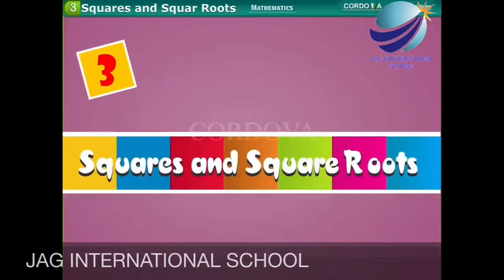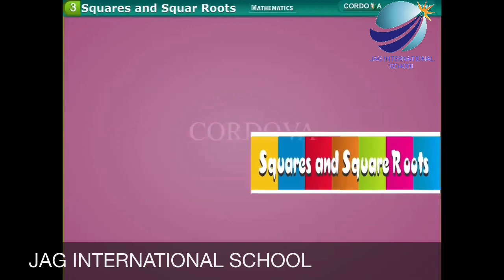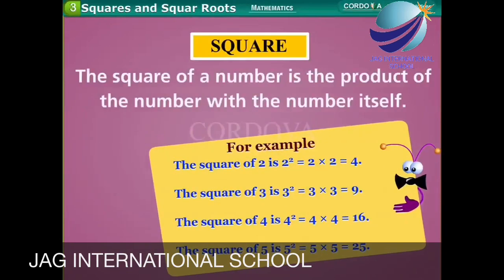3. Squares and square roots. Square. The square of a number is the product of the number with the number itself.